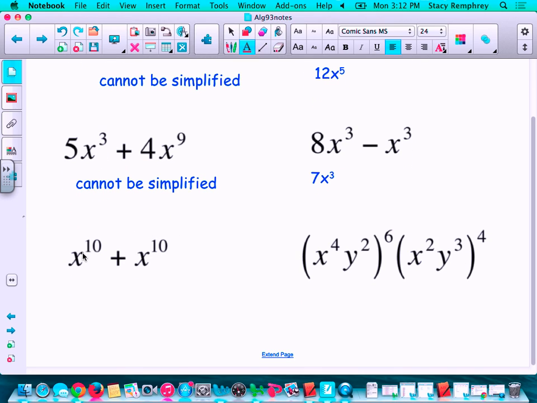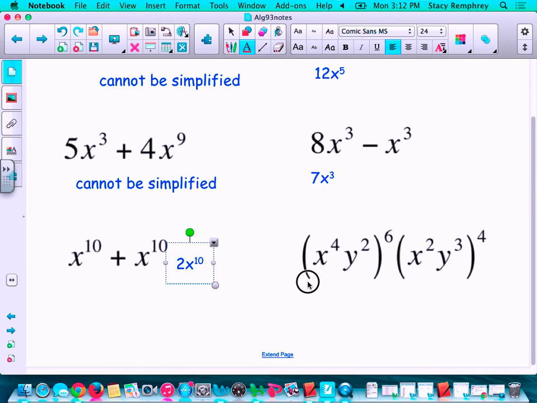Over here, x to the 10th plus x to the 10th. Do not add the exponents here. That's what you would do if this was a multiply. It's not. It's an add. I have an x to the 10th. Now I have another x to the 10th. So in the end, I have 2 x to the 10th.